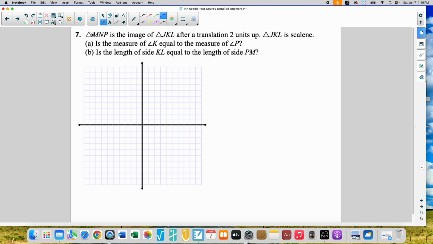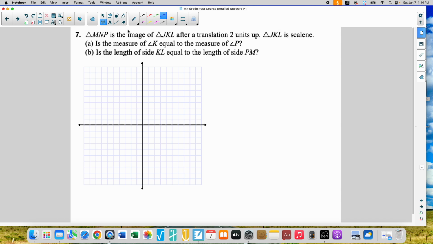So this is triangle MNP is the image of triangle JKL after a translation of 2 units up. JKL is scalene. A is the measure of angle K. Question A. Is the measure of angle K equal to the measure of angle P? Well, let's check it out. So first of all, it's scalene, so that means 3 different side lengths. Is the image of JK a translation.